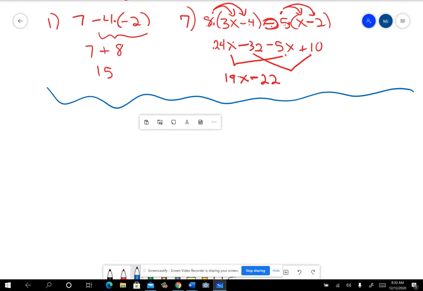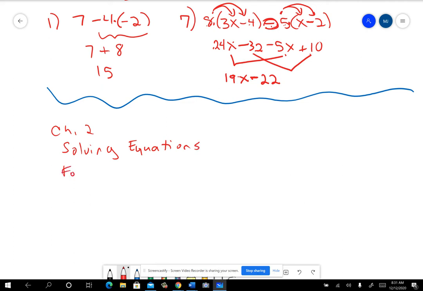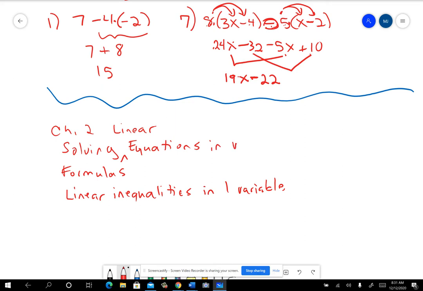All right, now chapter 2, that was where we were solving equations, was the big focus. But we also did formulas, and these were linear equations. We also did inequalities, linear inequalities, in one variable. You only had one variable in there on both of these.